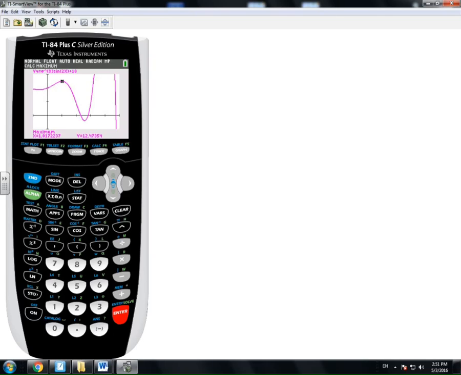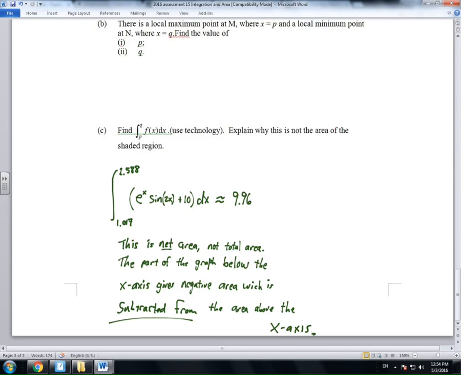And the last thing that we needed was to calculate the integral, and the lower limit was 1.017, and then the upper limit was 2.588, and it should come out as 9 something, and sure enough it says 9.9617 and so on. So that's how you use the technology to answer all your questions. That should help you, I hope, with the review.